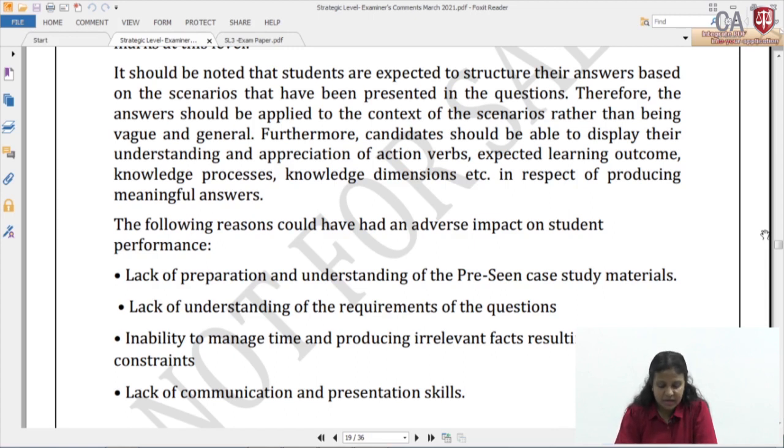Manage your time. Lack of communication and presentation skills. If the examiner has asked to write a report, write a report. It's addressed to the board of directors, with date, heading and the content, and then yours faithfully, tax consultant and so on. Therefore, the presentation skills and the answer format, all these things matter for your answer. You are at the highest level in the CA, that strategic level, therefore these things are expected from you.